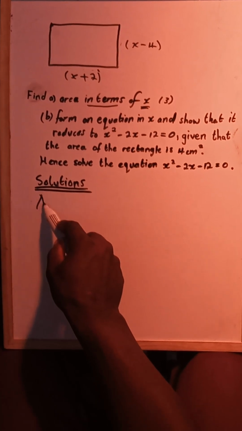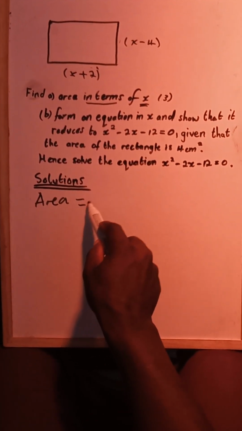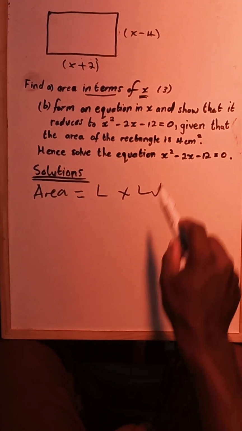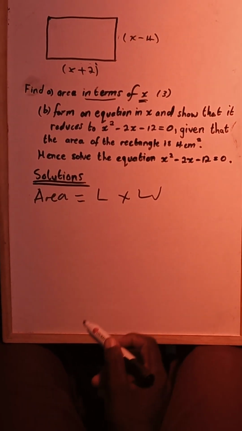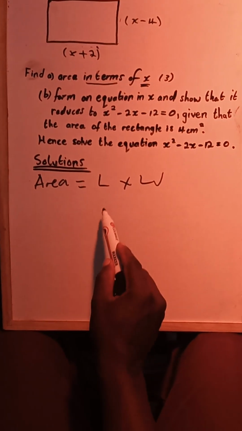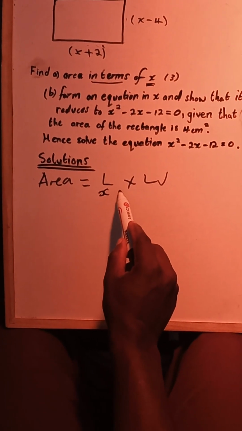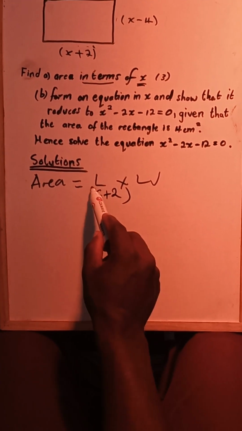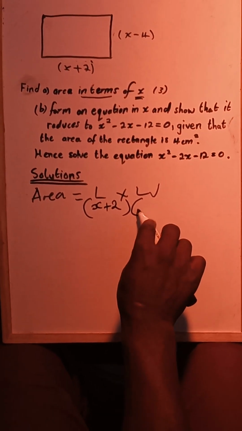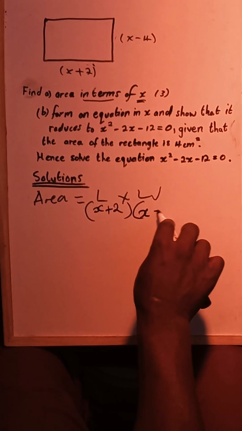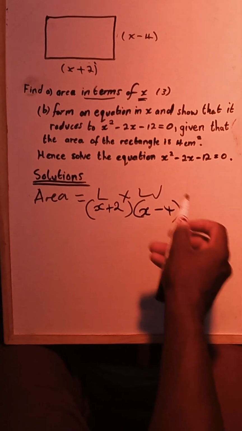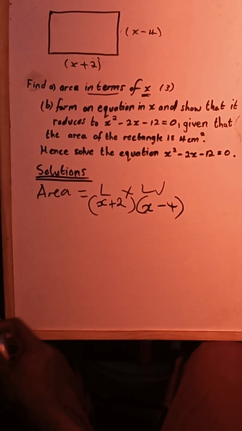So the area of a rectangle is length multiplied by width. So what is the length? The length in this case is x plus 2, and the width in this case is x minus 4, right? So we just have to deal with these brackets. Let us remove the brackets.